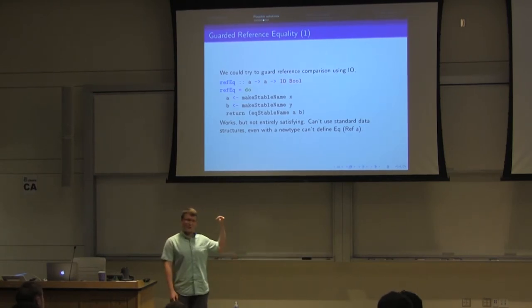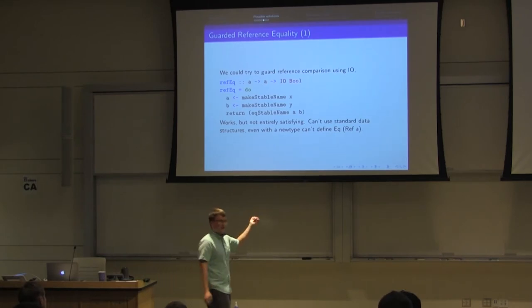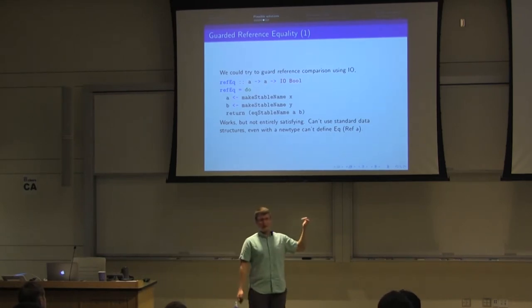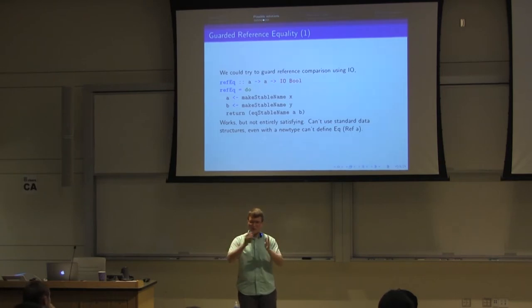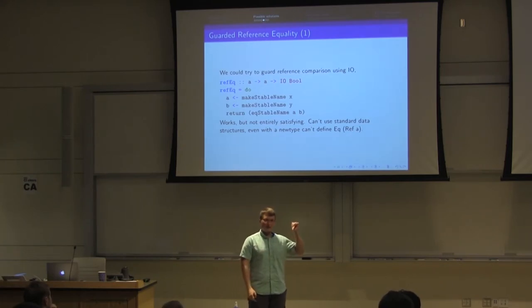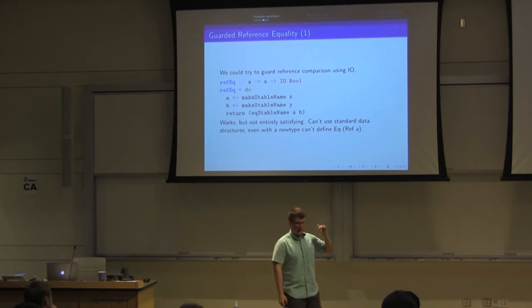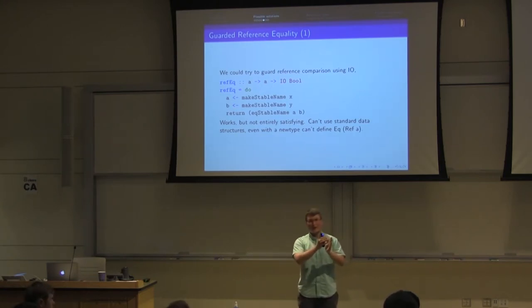But the problem is that with this particular function, we cannot do that because it doesn't satisfy... even if you write a wrapper around values of A, you cannot write an instance of EQ for that wrapper, right? Because EQ must implement comparisons that take a value of A, take another value of A, and return a Boolean. It cannot return an IO of Boolean.